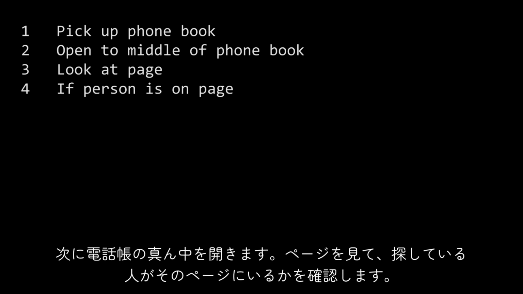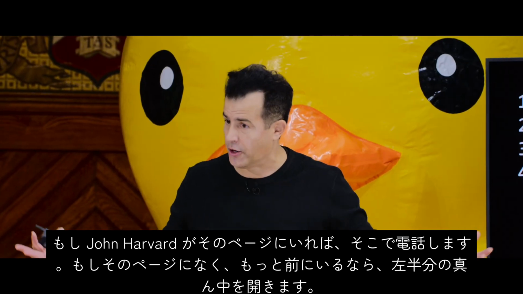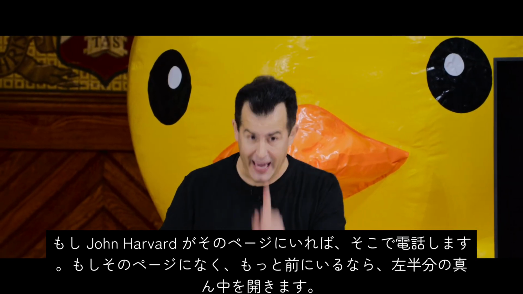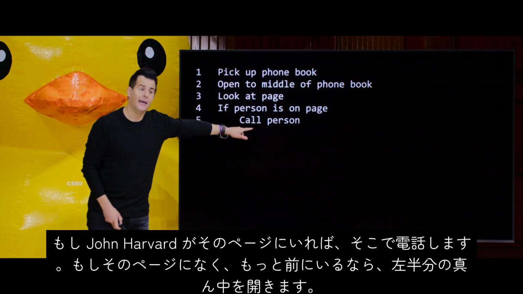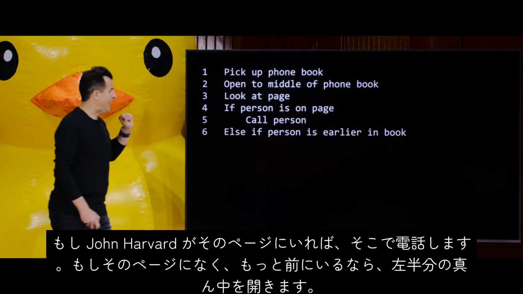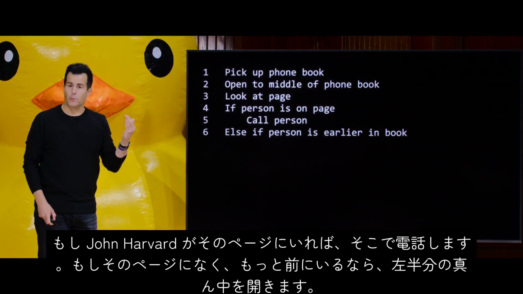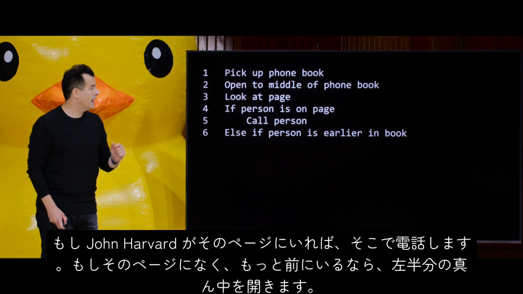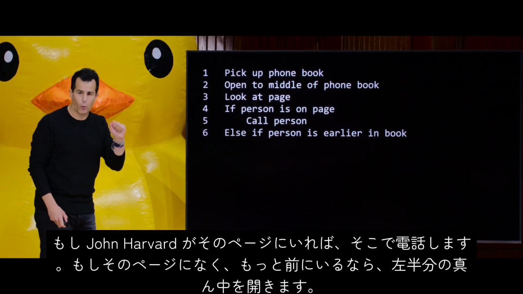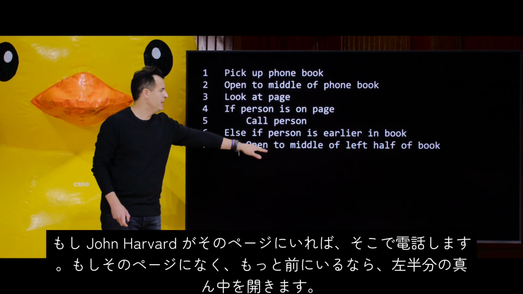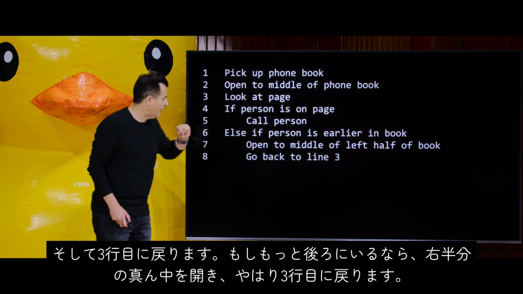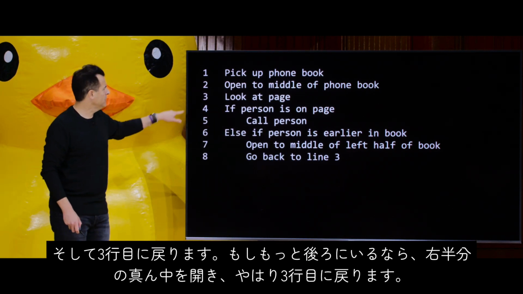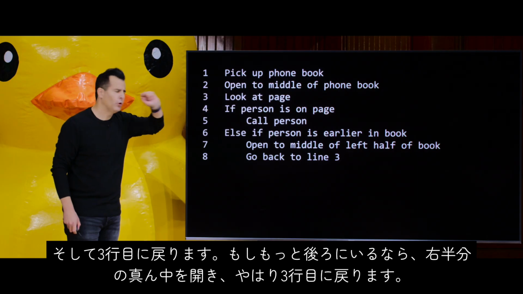Even though I didn't verbalize this, presumably I was asking myself a question. If the person I'm looking for, John Harvard, is on the page, then I would have called him right then. But if he weren't on the page, if he instead were earlier in the book, as did happen, well, then I'm going to go to the left, so to speak. But more methodically, I'm going to open to the middle of the left half of the book. Then I'm going to go back to line 3. That's interesting. We'll come back to that in a moment.